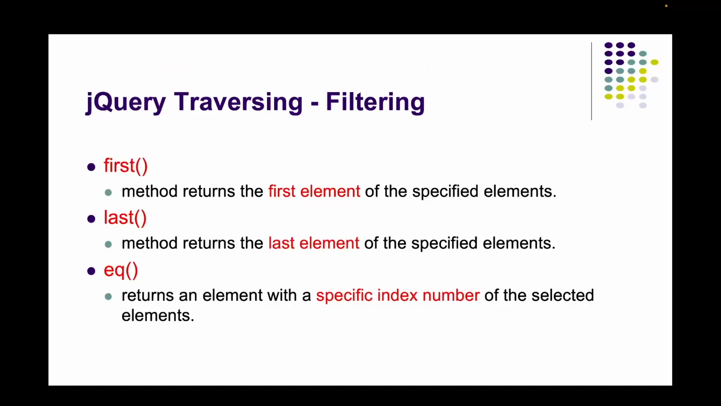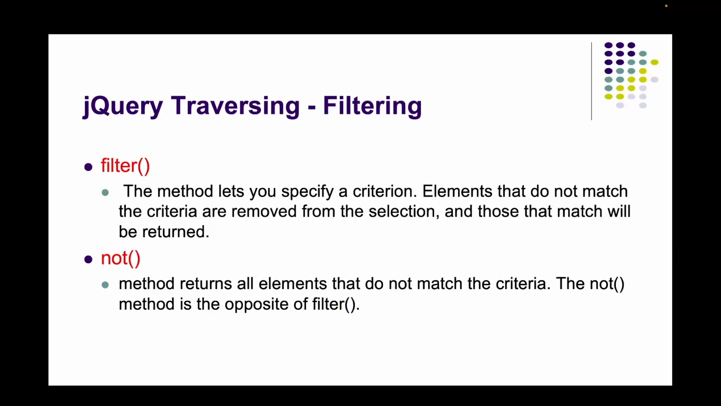Next is jQuery traversing filtering. So there are 5 types. First, last, eq, filter and not. First means the first element, last means the last element, and eq specifies the index number. And filter, this method lets you specify a criteria. Elements that do not match the criteria are removed from the selection and those that match will be returned. The not method returns all elements that do not match the criteria. The not method is the opposite of filter.